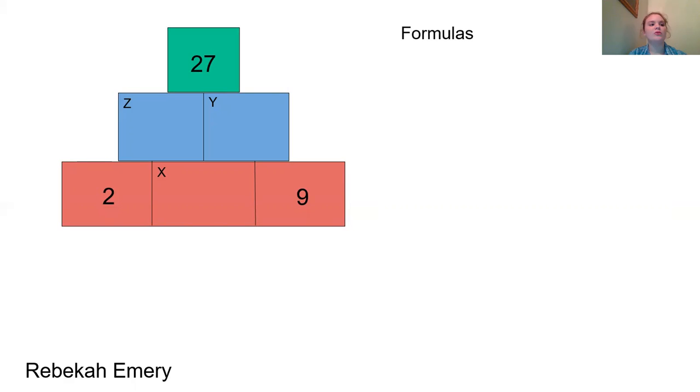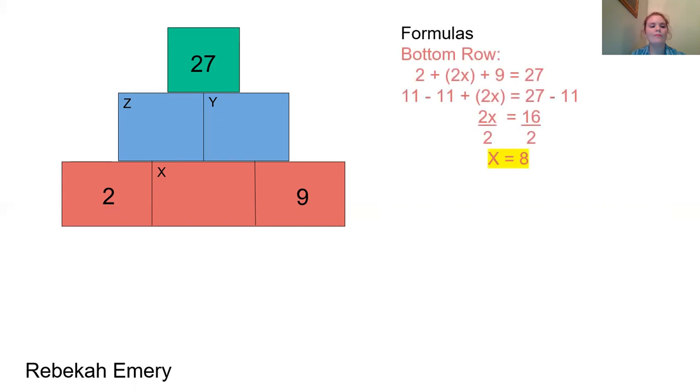We added 2 to find z, then we also added 9 to find y. We need a formula to help us solve the bottom row first. Moving from left to right, we need to add 2 plus 2x plus 9 to equal 27.